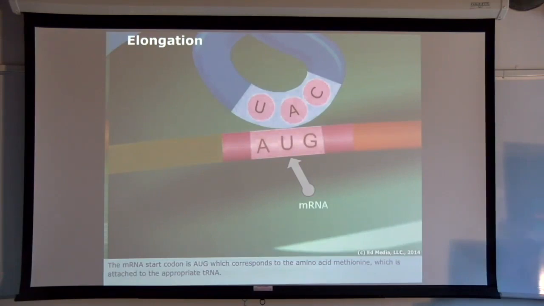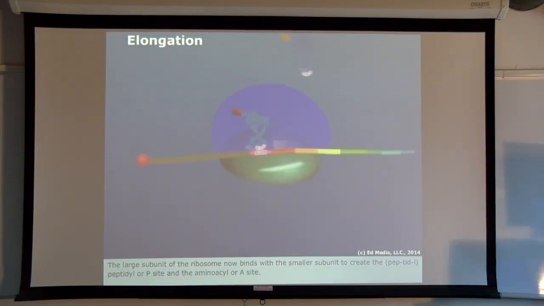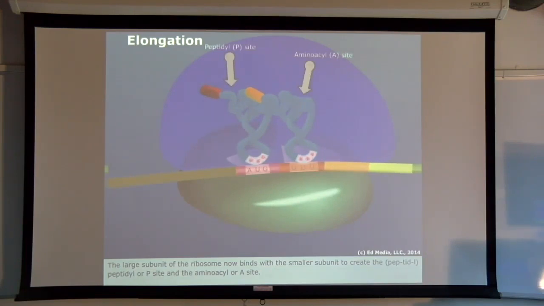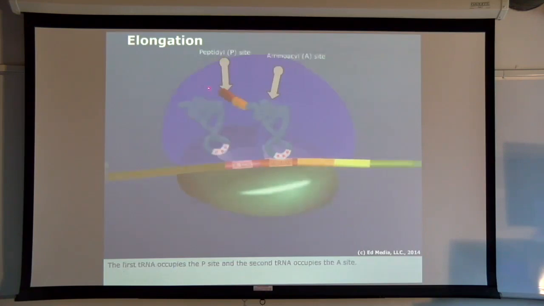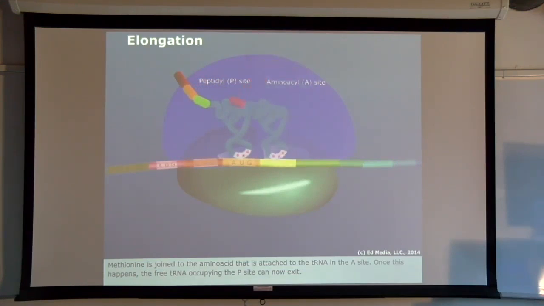The mRNA start codon is AUG, which corresponds to the amino acid methionine, which is attached to the appropriate tRNA. The large subunit of the ribosome now binds with the smaller subunit to create the peptidyl or P site and the aminoacyl or A site. So here's your messenger RNA, tRNA, those are the amino acids. The first tRNA occupies the P site and the second tRNA occupies the A site. Methionine is joined to the amino acid that is attached to the second tRNA.